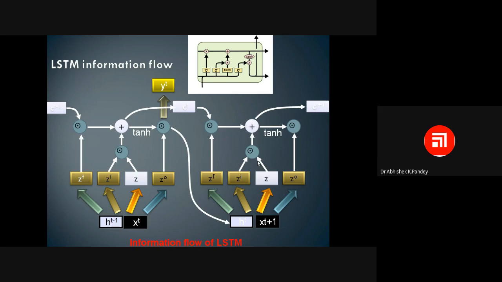Fine. Suppose we have C_t or C_(t-1). If C_(t-1) into F equals 0, that means you have to forget everything. So what is X_t over here? Input to the current timestamp. What is U_F here? The weight associated with the input. What is H_(t-1) here? The hidden state of the previous timestamp. What is W_F here? It is the weight matrix associated with the hidden state.